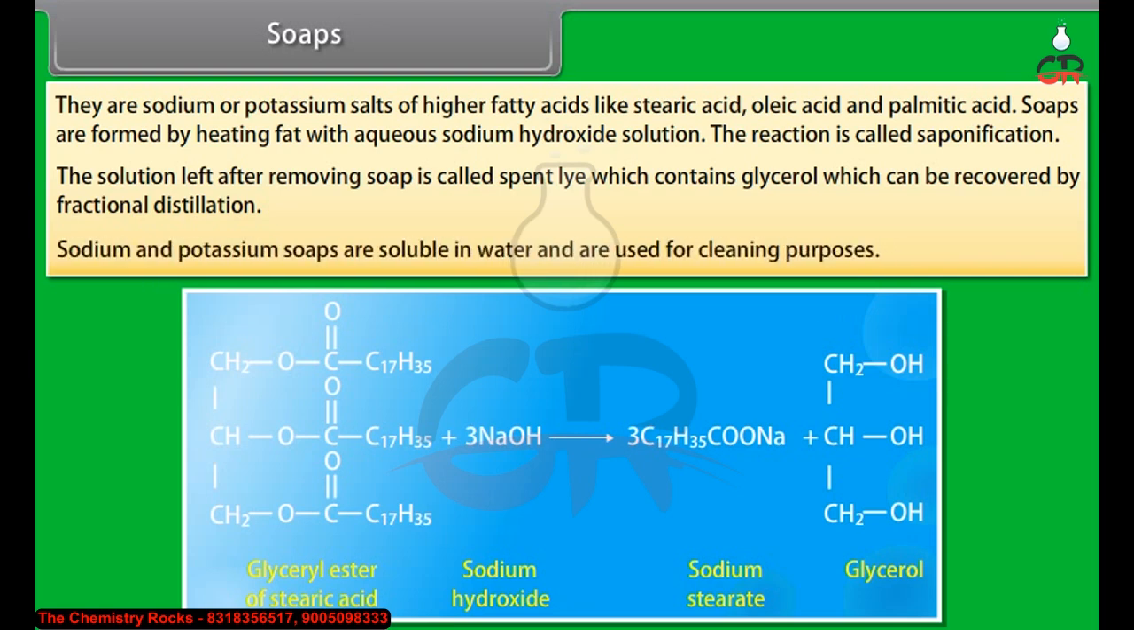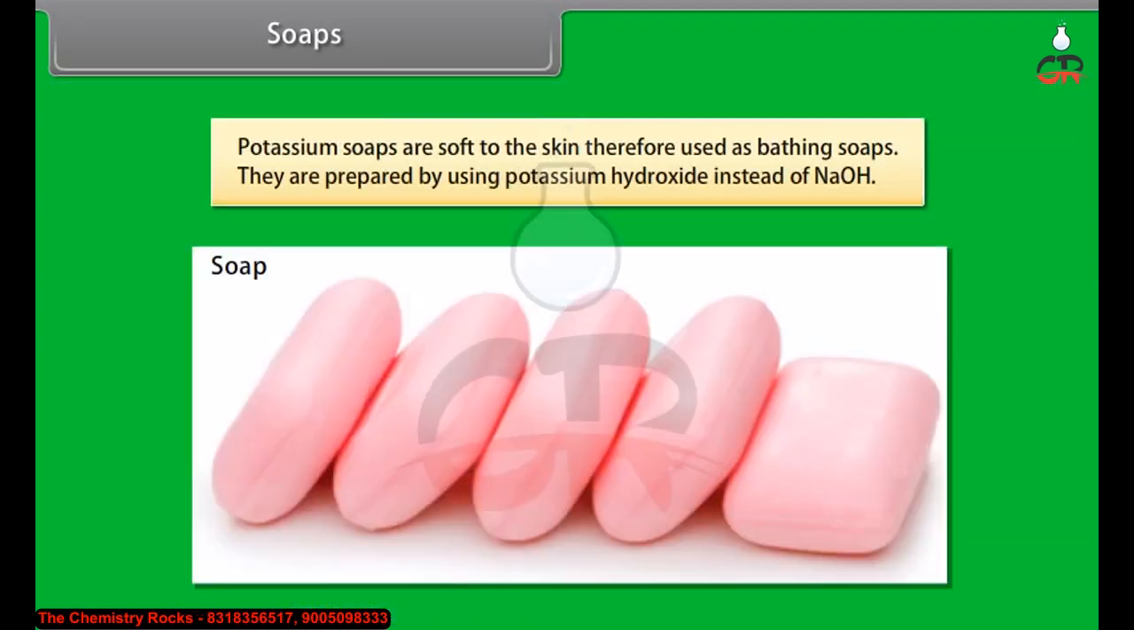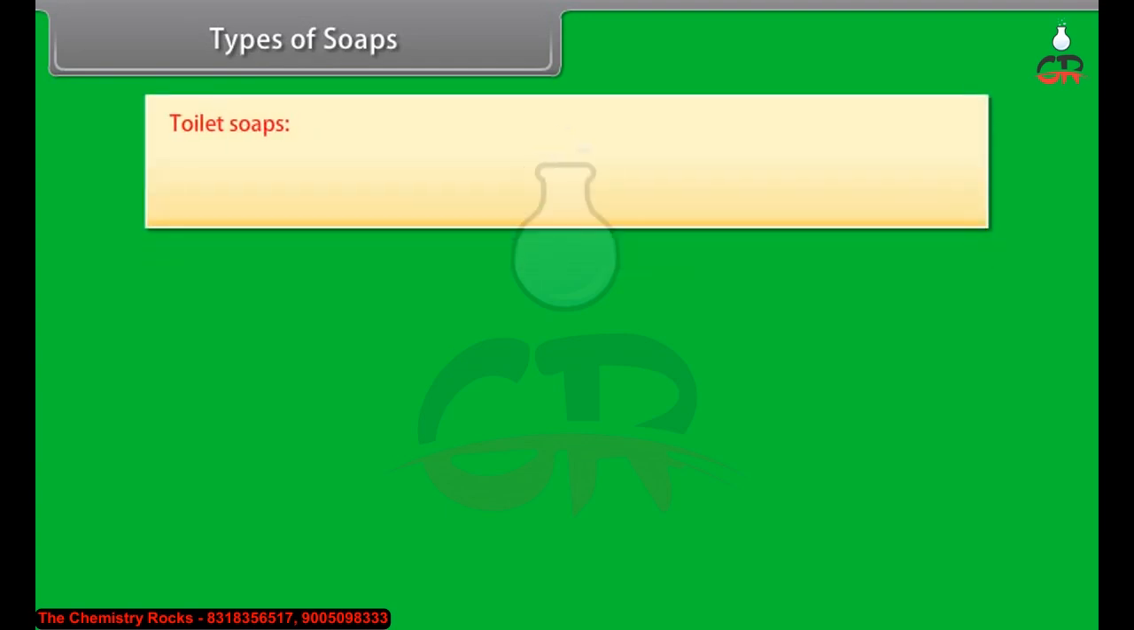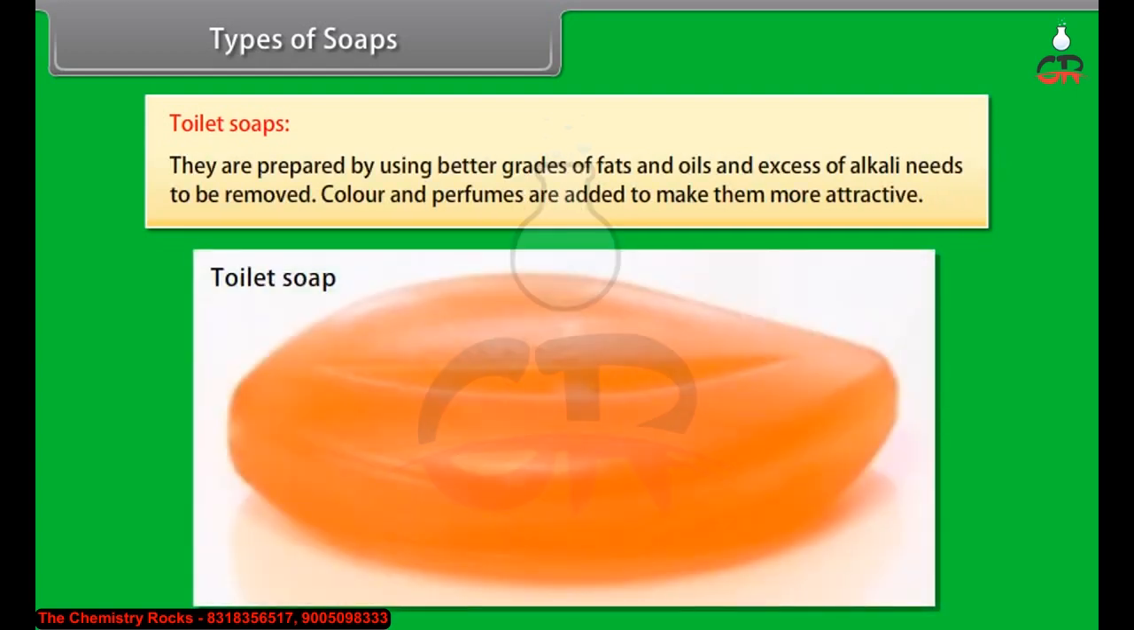Sodium and potassium soaps are soluble in water and are used for cleaning purposes. Potassium soaps are soft to the skin, therefore used as bathing soaps. They are prepared by using potassium hydroxide instead of NaOH. Types of soaps. There are different types of soaps depending upon ingredients. Toilet soaps. They are prepared by using better grades of fats and oils, and excess of alkali needs to be removed. Color and perfumes are added to make them more attractive.